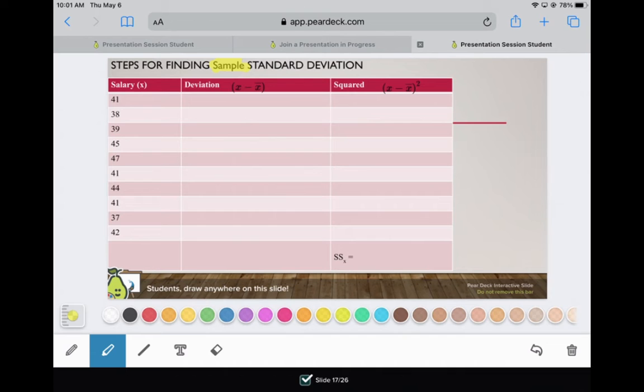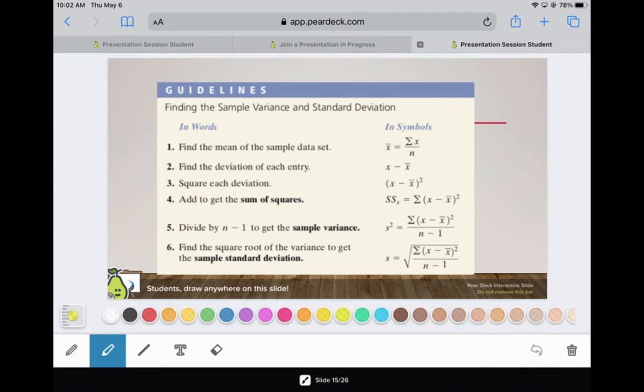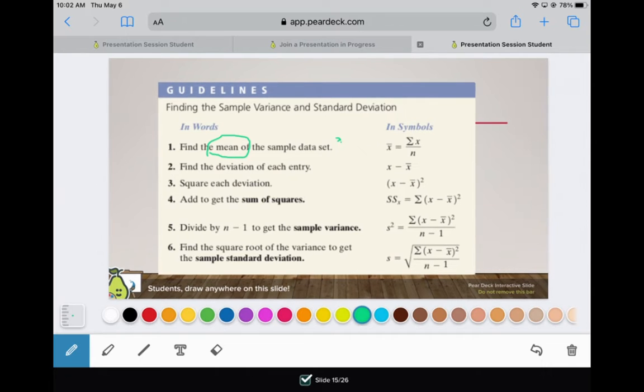Okay, so for the sample, the notation is going to be different. The steps are going to be the same. The only thing is the notation is going to be different. So for example, a couple of things are going to be different. The notation for the mean for the sample is X with a bar on top.